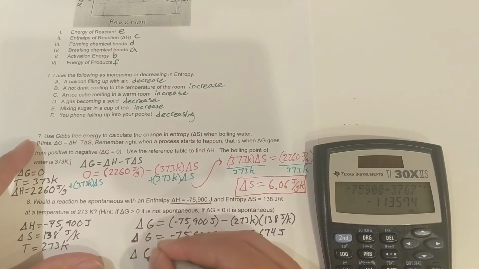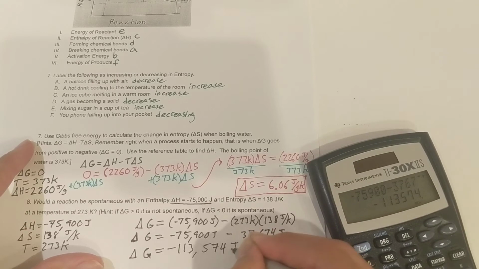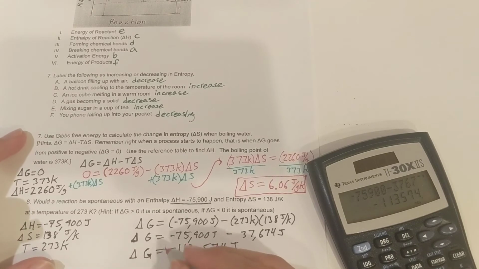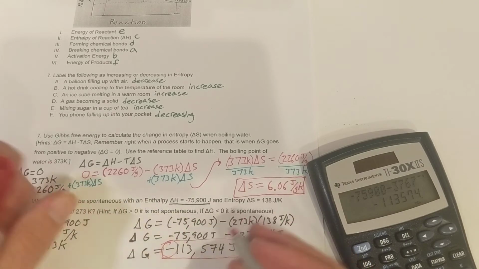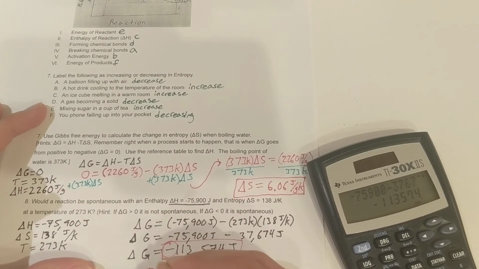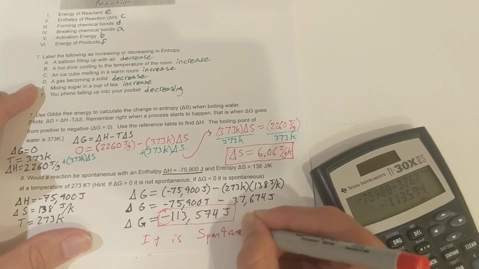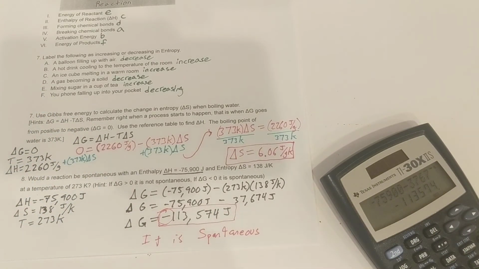And remember, the sign is what is important here. So we'll get negative 113,574 joules. But remember, we're just worried about that negative sign right here. And if it is less than 0, so if it is negative, it is spontaneous. So we could say it is spontaneous, meaning that reaction will happen with no added energy.